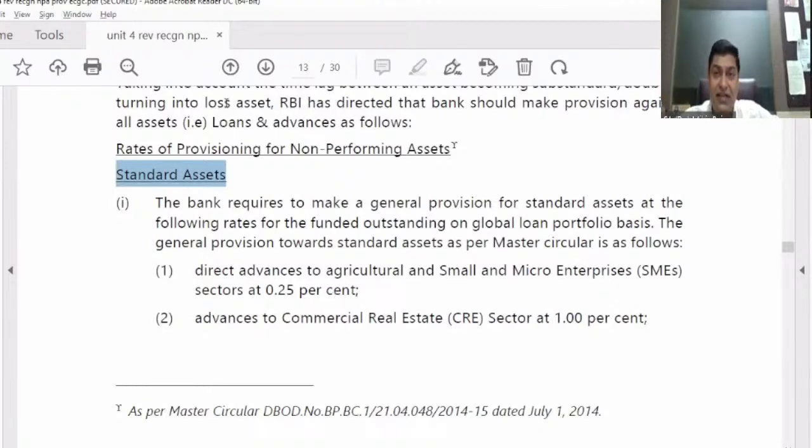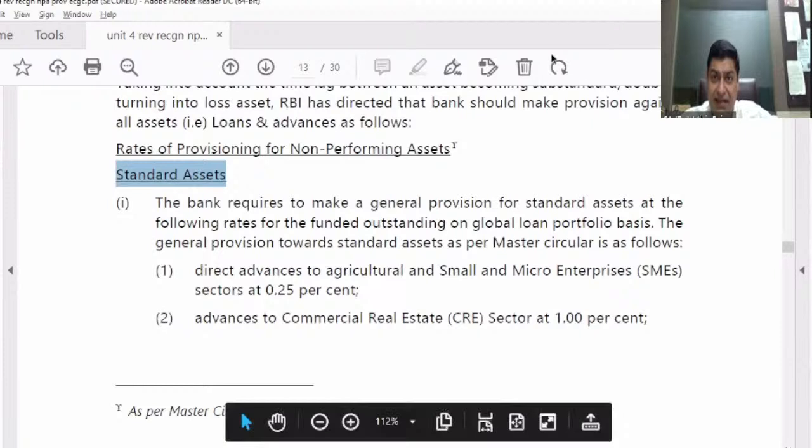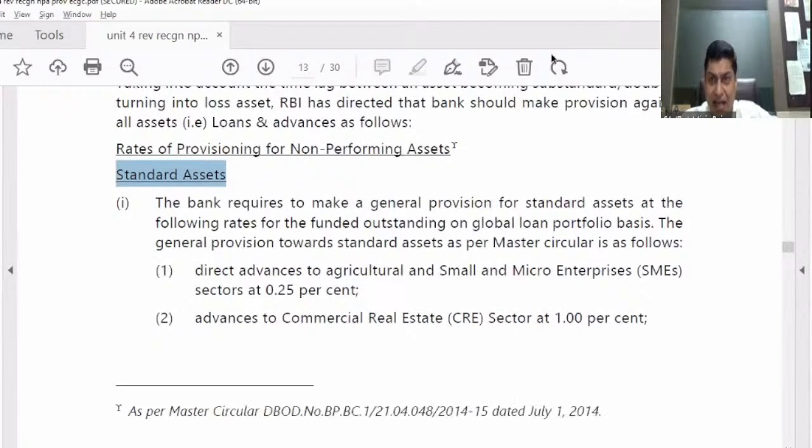For this standard asset also, percentages are given here, and these percentages are naturally on loans and advances. We have to understand.